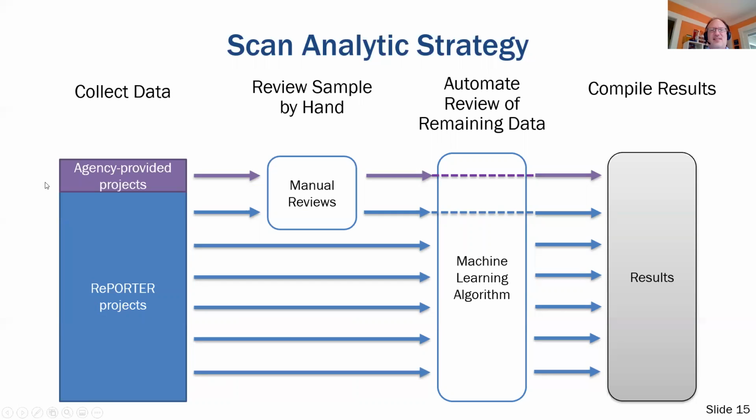So the bulk of this presentation, like Peter said, is about the machine learning methods that we used for our environmental scan. Here's an overview of our analytic strategy for our environmental scan. There were four main steps that we took. We collected the data. We had data from two sources. We had just over 1,100 records.